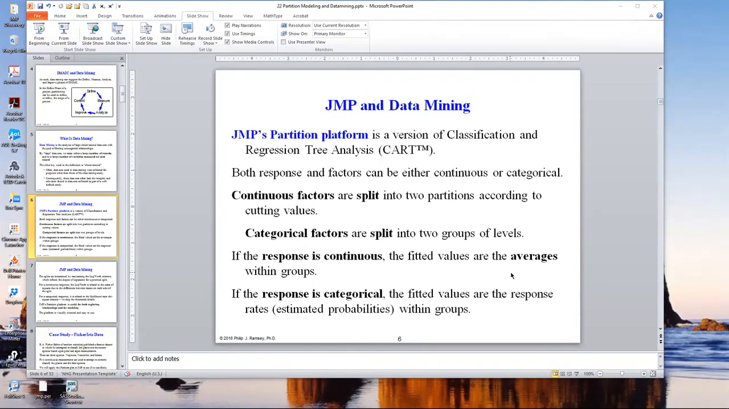So the way it works, I have a response and some number of predictors, and I look at each one of the predictors. If it's continuous, I look across its scale of measurement and start partitioning it into two halves. Then I try to find a partition that explains the biggest difference in the response between the left side and the right side. If the response is continuous, the split would occur where we see the biggest average difference between both sides.